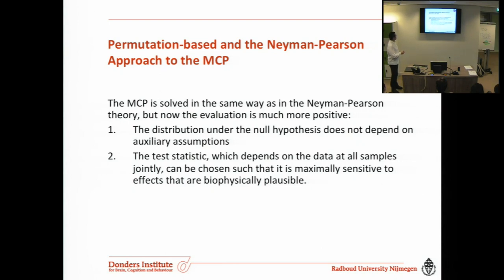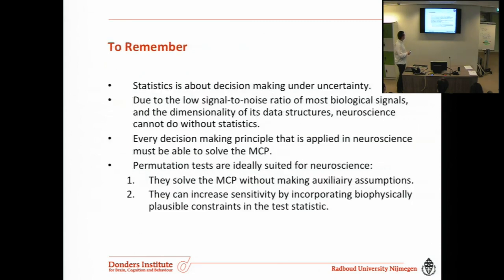If you compare the permutation-based and Neyman-Pearson approaches to the multiple comparison problem, I think the evaluation is in favor of the permutation-based approach, for two reasons. First, the distribution of the null hypothesis does not depend on any auxiliary assumptions, so no Eklund-type problems like we have here. And the second is a test statistic which depends on the data at all samples jointly. You can choose it such that it is maximally sensitive to effects that are biophysically plausible. And it doesn't even have to be only biophysically plausible. It can also be plausible from any frame from which you can take prior information pertaining to where a likely effect is to be observed.